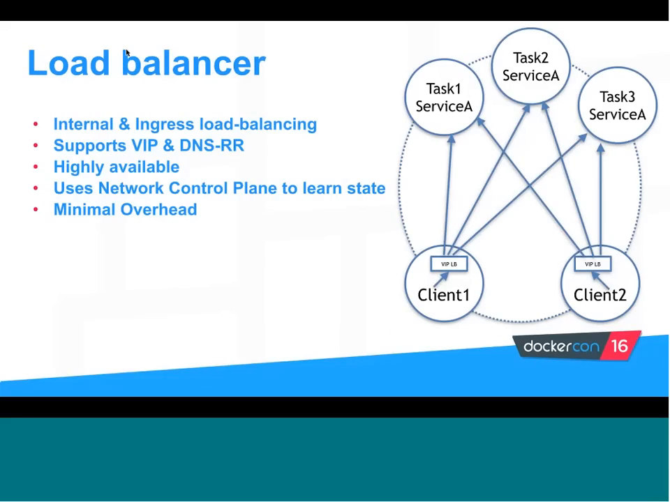Starting 1.12, we introduced the concept of internal and ingress load balancing. We'll talk briefly about what internal and ingress is all about. We support both VIP based and DNSRR. DNSRR is a mechanism which we introduced in 1.11, I think, where we can have multiple containers having the same name, and the embedded DNS server will reply with multiple address records for the same DNS query, and hence they are able to provide round robin based load balancing appropriately.